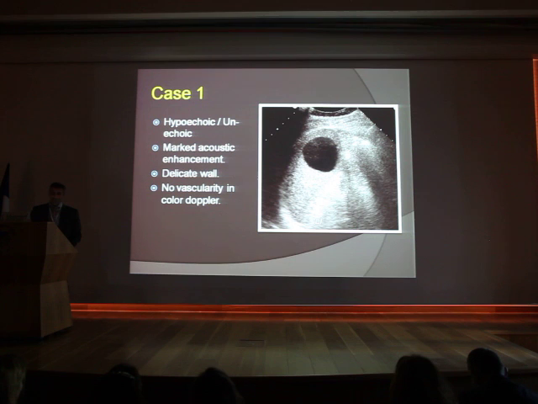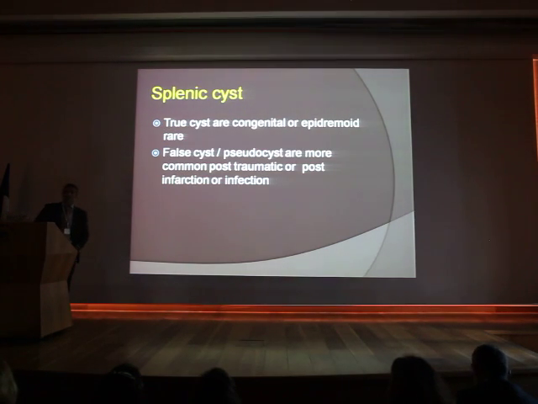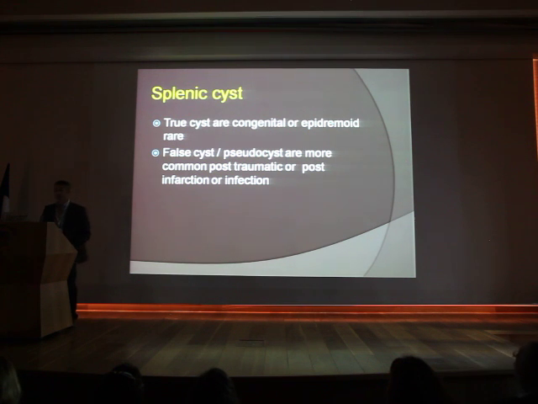Not everybody together. So this is likely a splenic cyst, and the question is, should we do any further imaging, or should we follow up, should we do a biopsy? And the answer is, of course, we shouldn't. When it's a simple cyst, it's quite clear that it's just a cyst. But we should know that true cysts are quite rare, they're congenital or epidermoid. And when we do refer to cysts, we actually mean false cysts. And these are pseudocysts that are more common and are post-traumatic or post-infection or infarction.